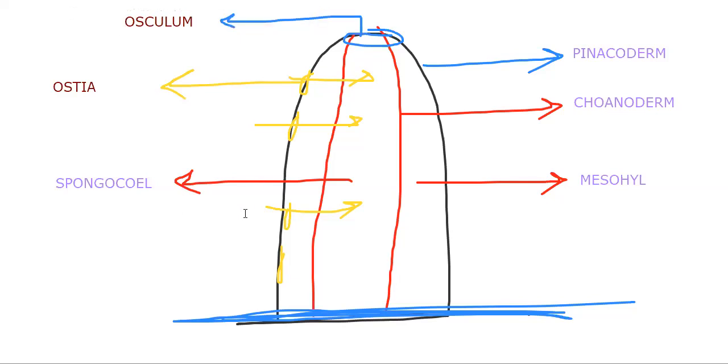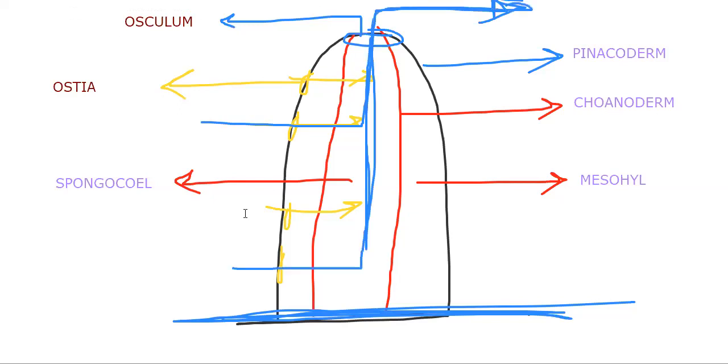Water enters through the ostia, then enters into the spongocoel, and exits through the osculum. So what do you call this feature? Canal system. This particular feature is called the canal system. This is about the basic issues of the canal system and the cells present in this area.